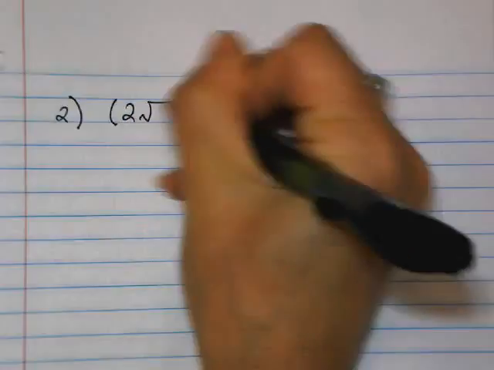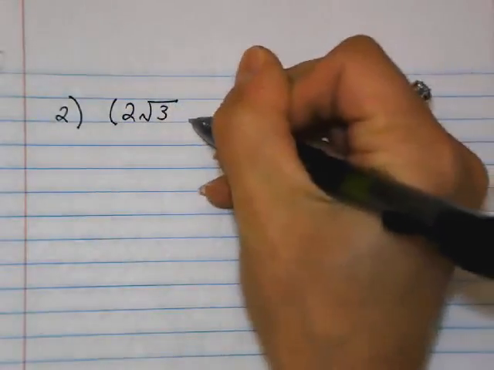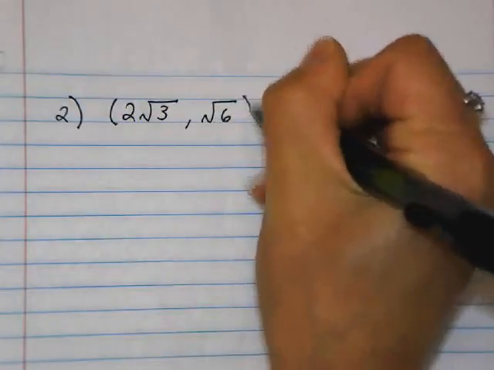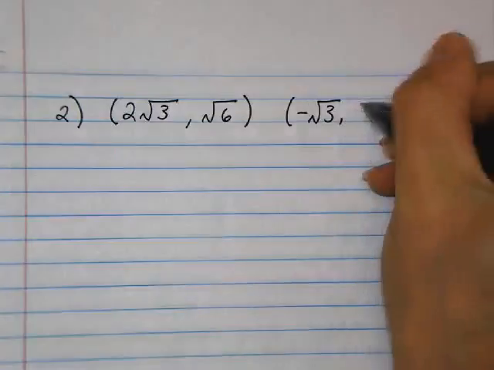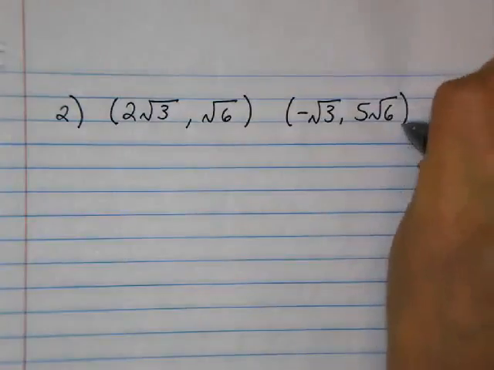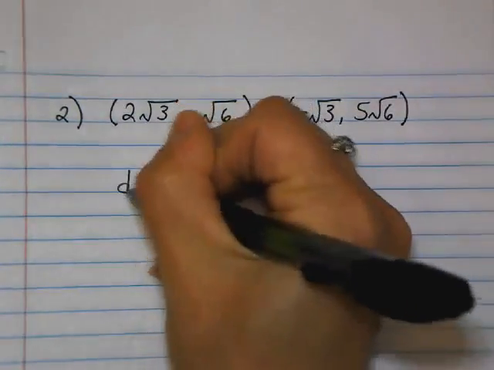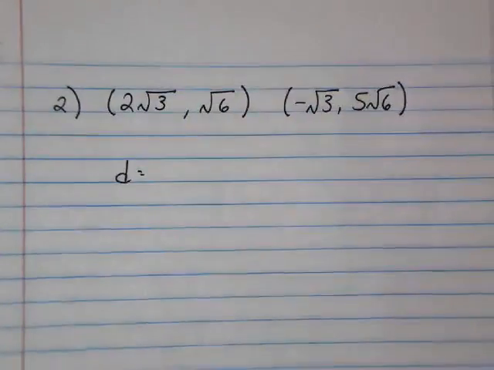Alright, for your second one, let's get just a little bit more difficult and introduce radicals. So 2 square roots of 3 and the square root of 6. And the other point is negative square root of 3 and 5 square roots of 6. Okay, and I want the distance. So this time I think I'm just going to go ahead and write the skeleton.